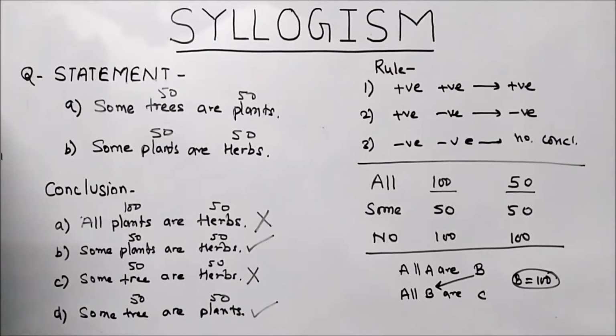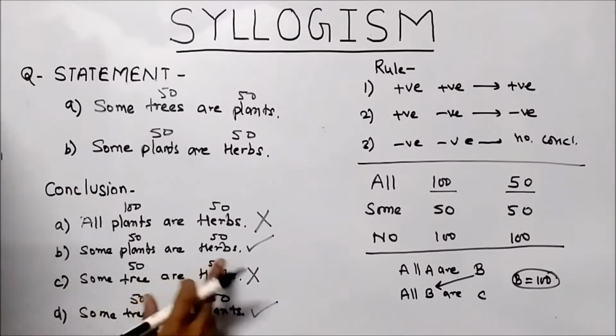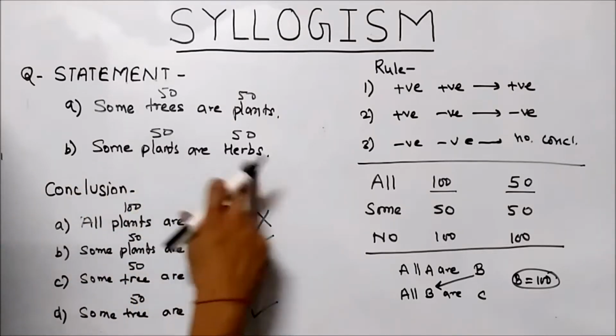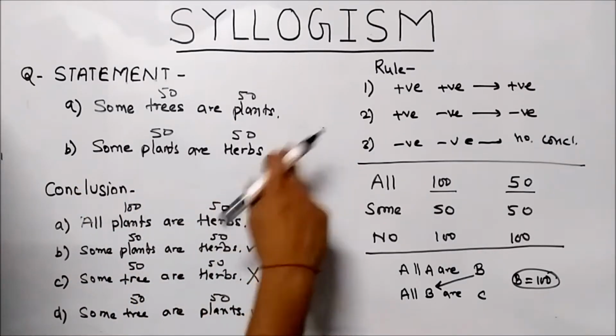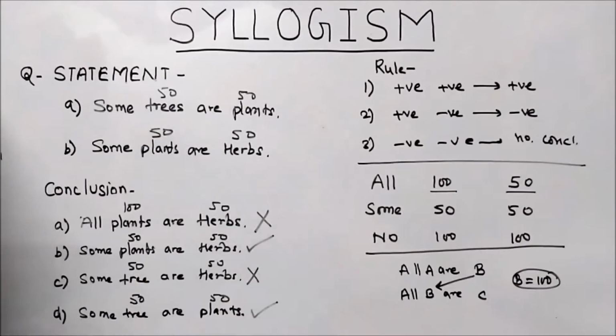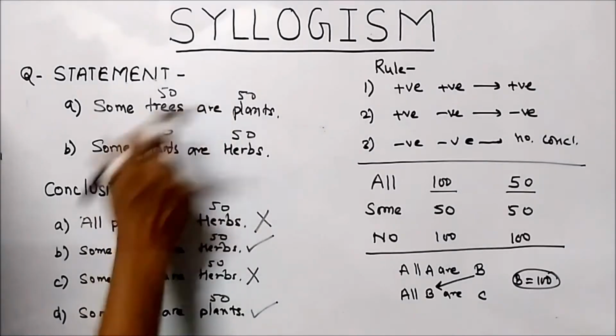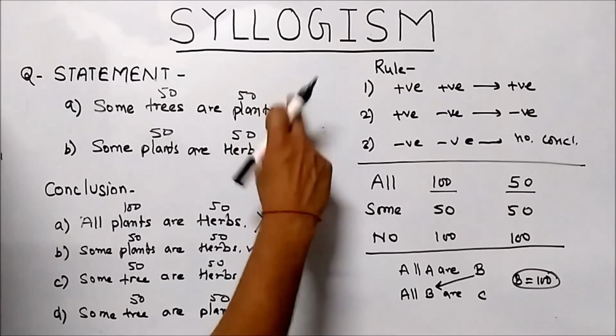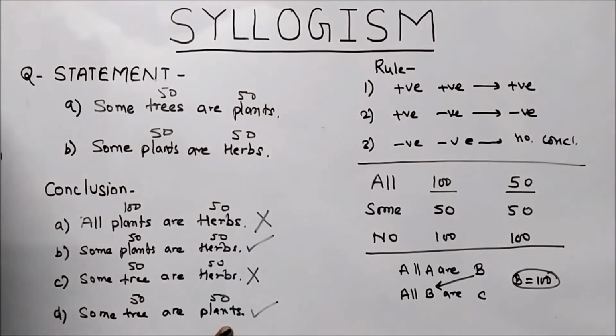And now check the nature of statement and conclusion. This conclusion, some plants are herb, is positive and made up of statement some plants are herb. This statement is also positive, hence conclusion is also positive. Now some trees are plant, conclusion is positive and is made up of statement number 1, some trees are plant. This statement is also positive, hence conclusion is also positive.